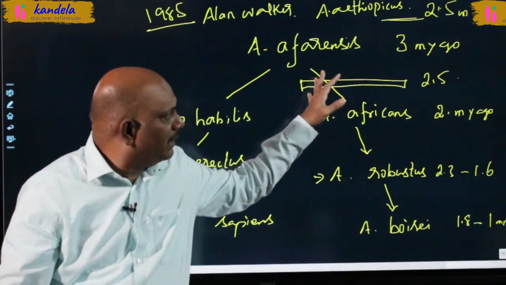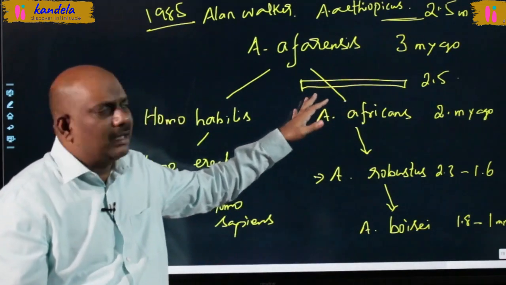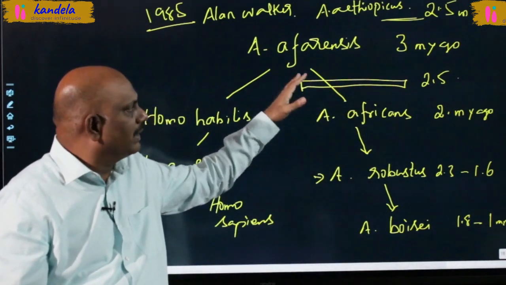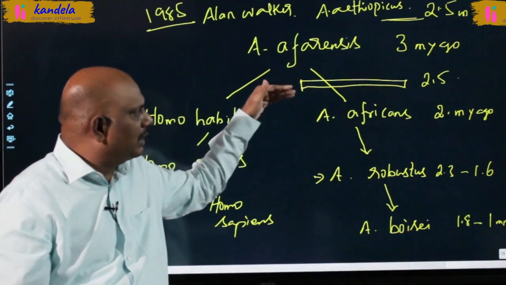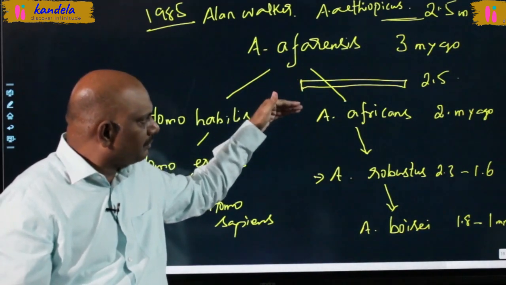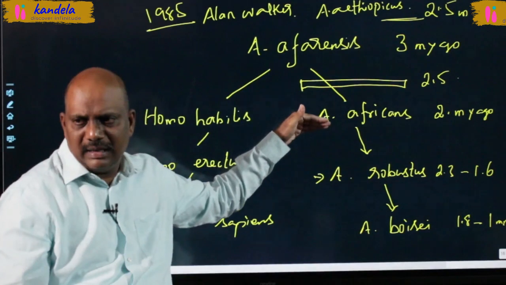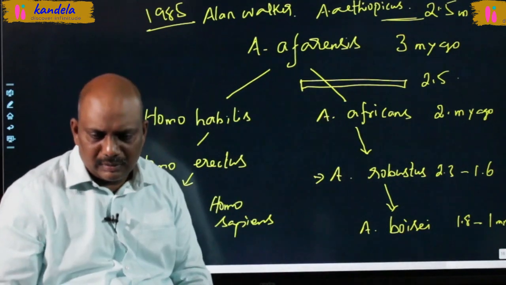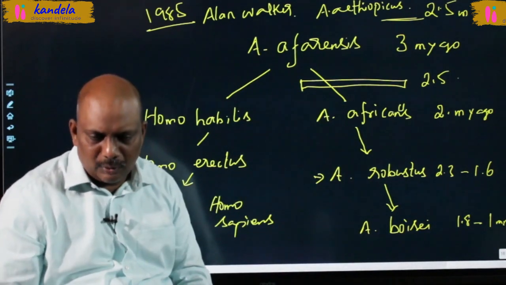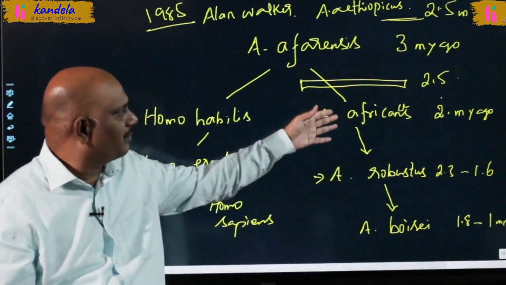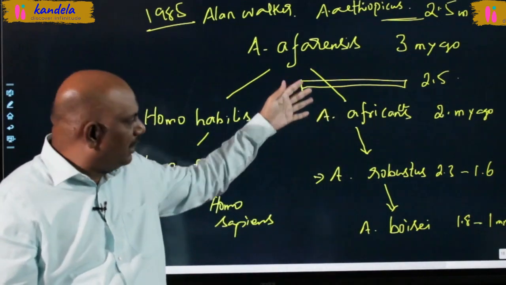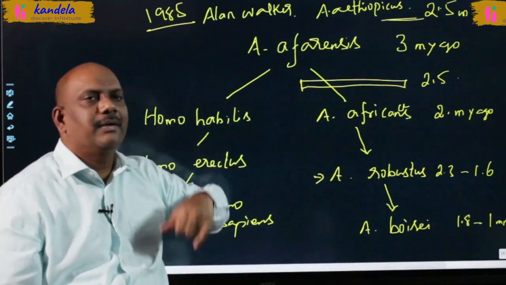We cannot keep it here in this table, because if we keep it here, it means this fossil is primitive to that of Africanus, A-F-R-I-C-A-N-U-S. But it is progressive than robustus. How can we keep it?